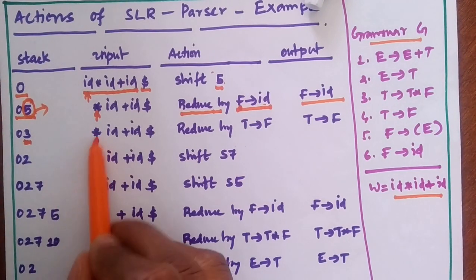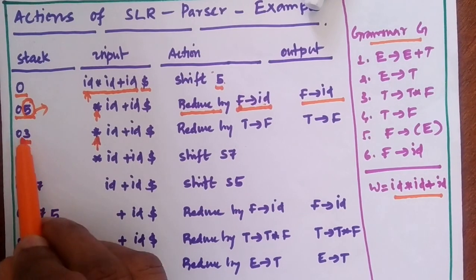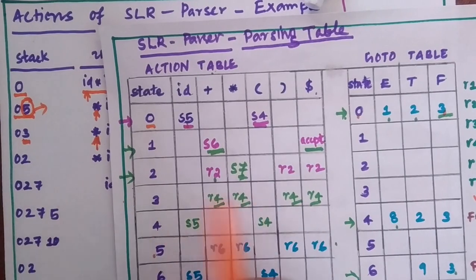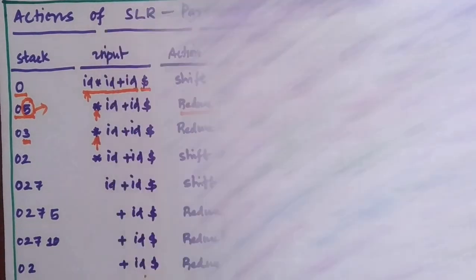Then the input pointer is on star and the stack top is 3. For 3 and star, the action table entry is R4.